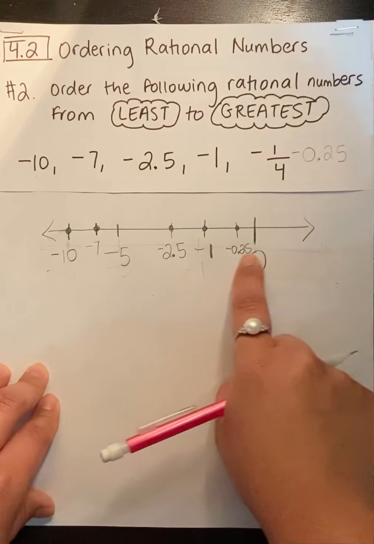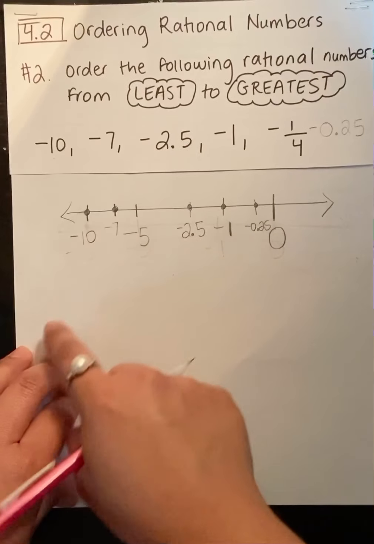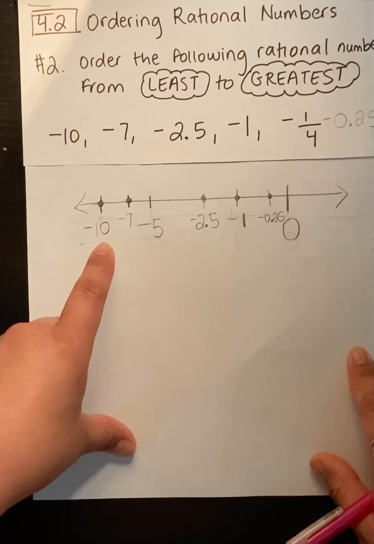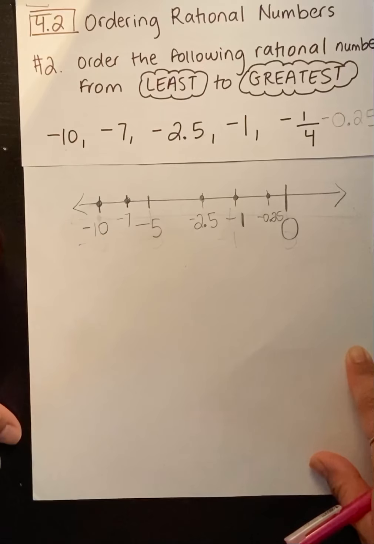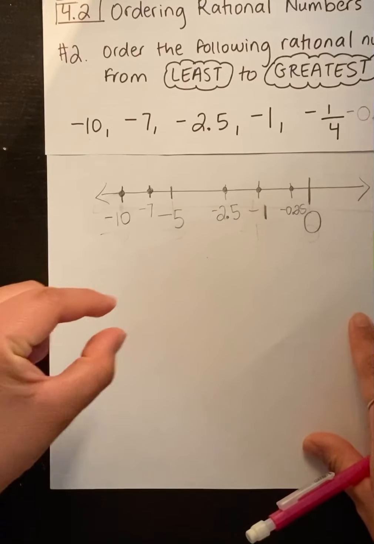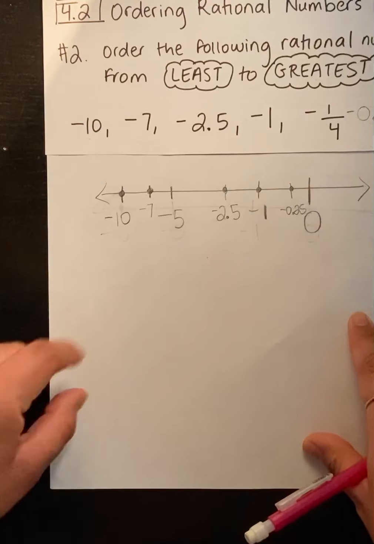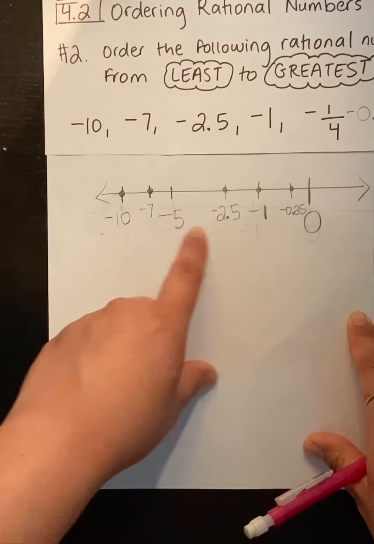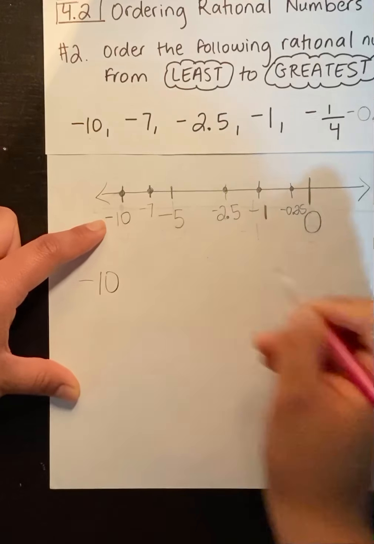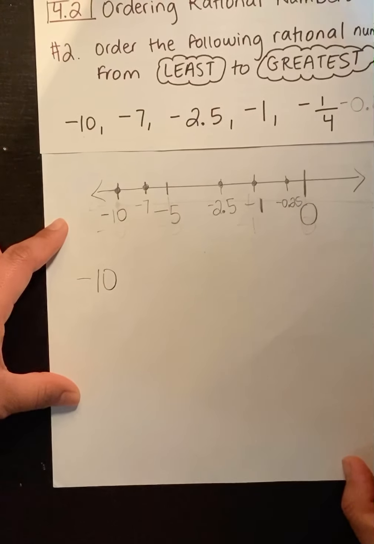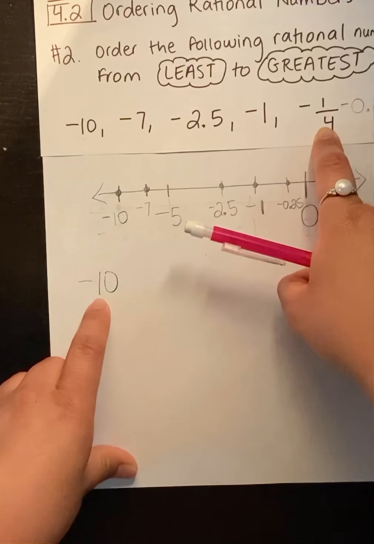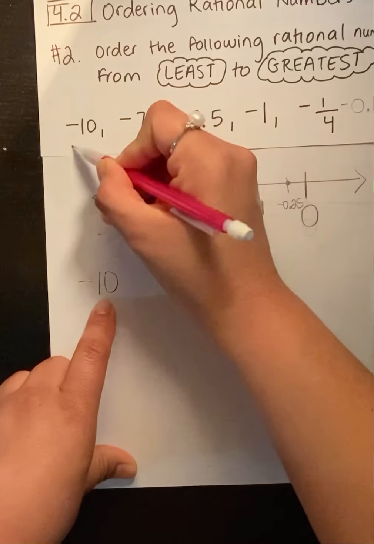Now that I have all my points on the number line, it will help me order them from least to greatest. With negative numbers, I know that the further to the left, the farther away from 0, the less the value. So right now, my smallest number is -10. So that's going to be my first number that I write in my list. A helpful hint to make sure that you have written all your numbers is once you put them down on your list, you cross it out.